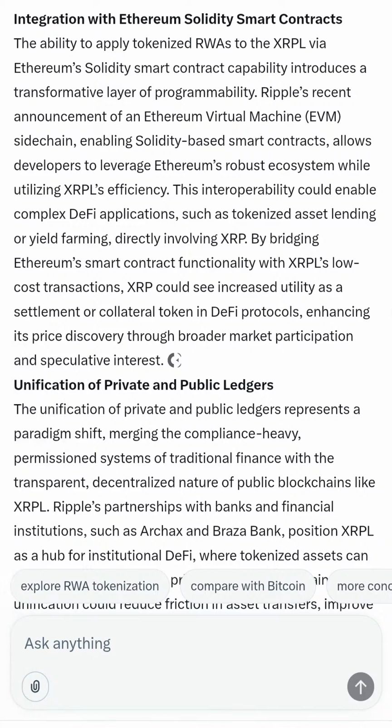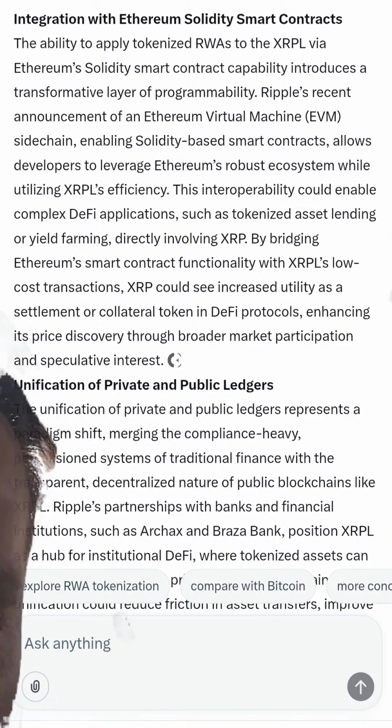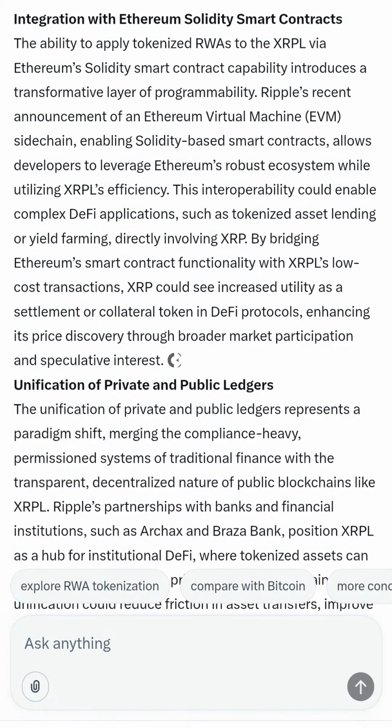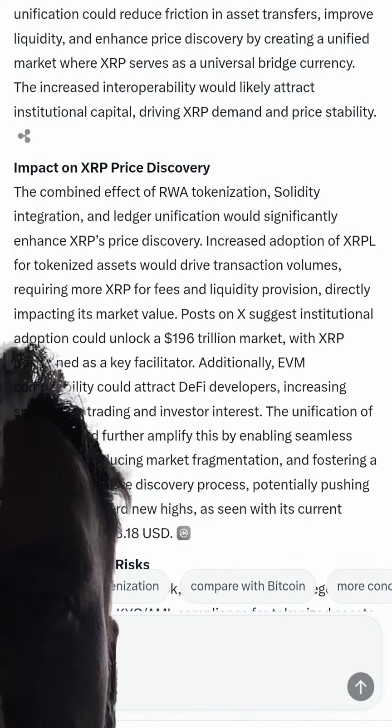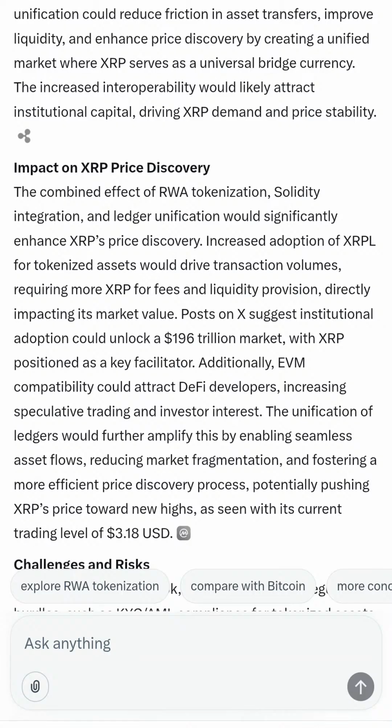Ripple's partnership with banks and financial institutions such as Archax and Banco Braza position XRPL as a hub for institutional DeFi, where tokenized assets can explore friction-free transfers and improve currencies. Increased interoperability would likely attract institutional capital, driving XRP's demand and price stability.